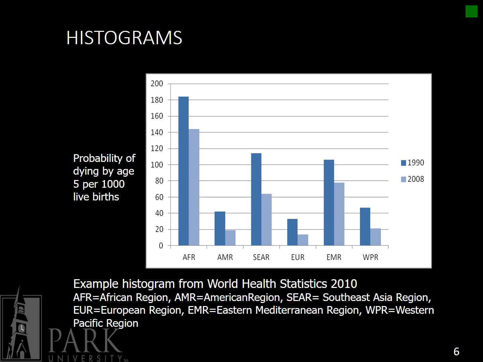For example, this histogram here shows the probability of dying by age 5 per 1,000 live births, right? So you can see here that Europe is actually doing really well and America is not so bad. Africa, not doing so hot. You know, they're up here at 182 deaths per 1,000 live births. So this is an example of how you can use a histogram to display information.